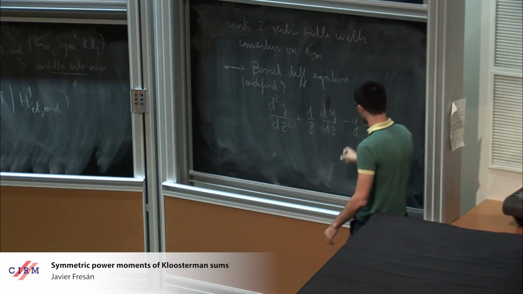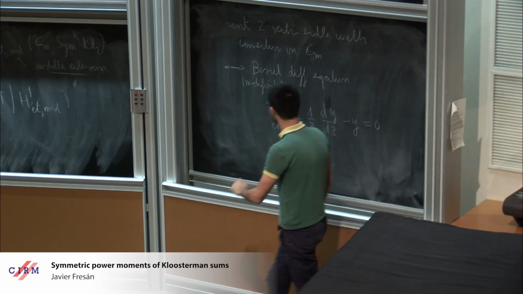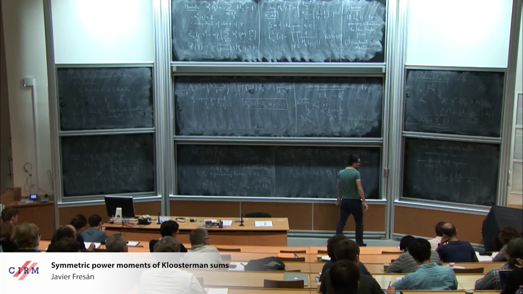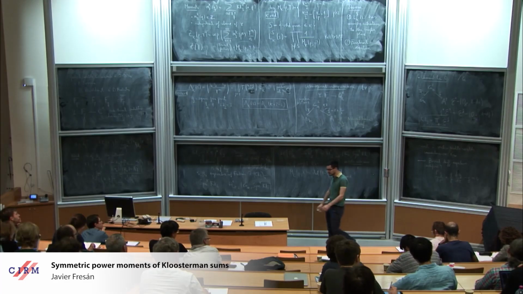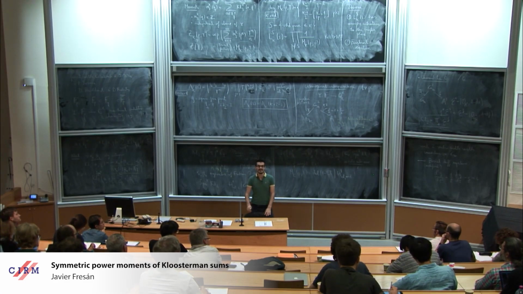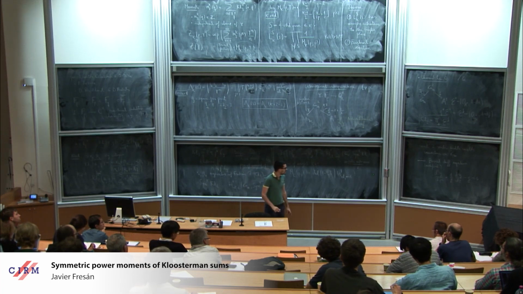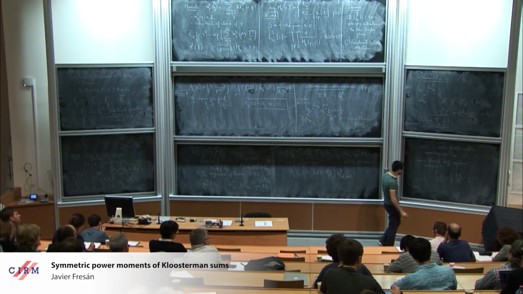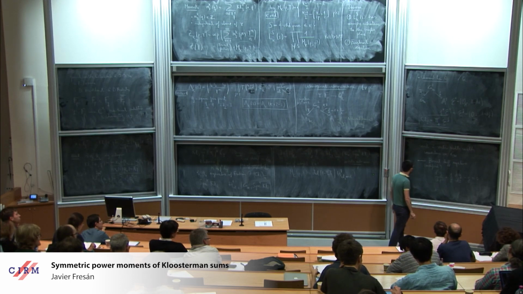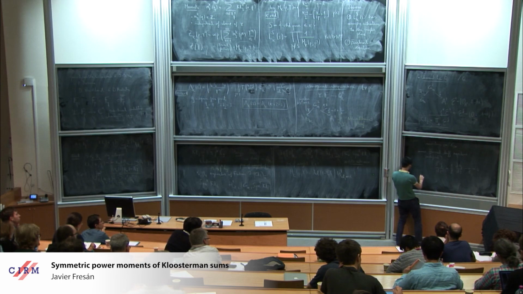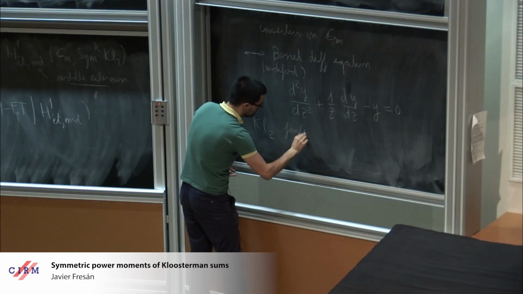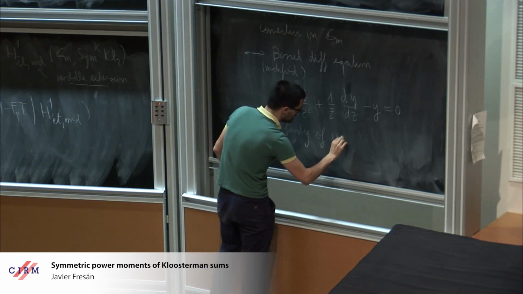Okay, so modified means that you have a minus instead of a plus. And the two linearly independent solutions of these equations are these functions Peter was showing, that he called J0 and H0. And we would like to think of KL2 as a family of exponential motives.